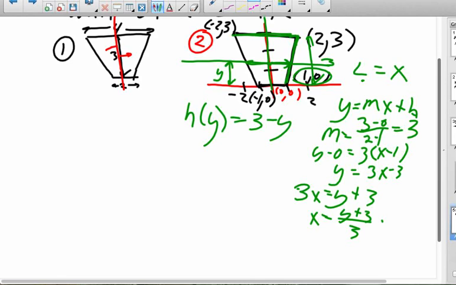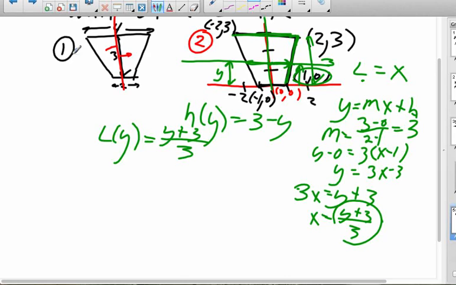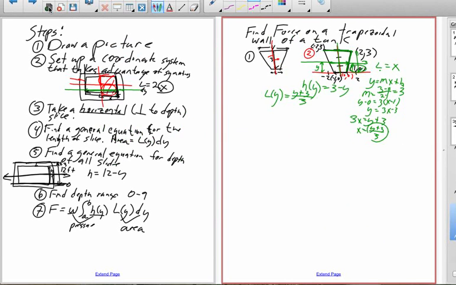And so now my L of y, notice this is just a function of y, is going to be y plus 3 over 3. And that's how I get this length here in terms of my depth, or the height up from my coordinate system. That's my L of y. So now that we've got that, we've done the hard part. Now we can do the easy part, which, believe it or not, is the calculus.